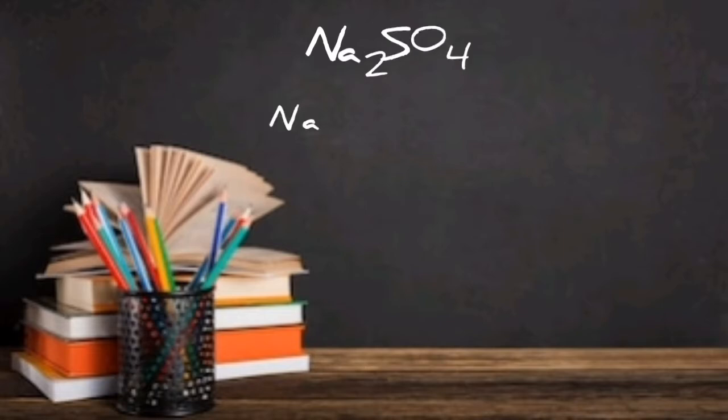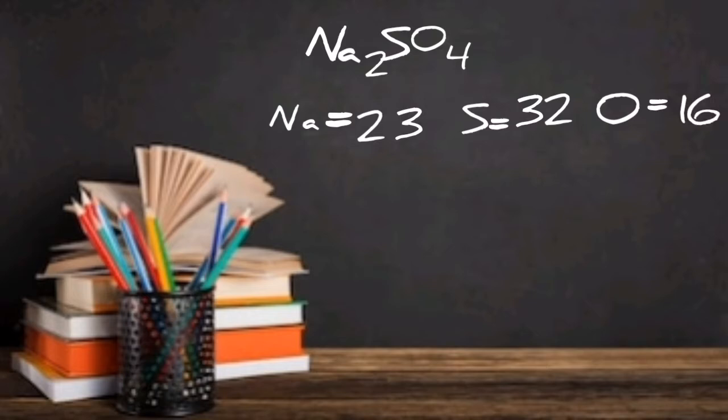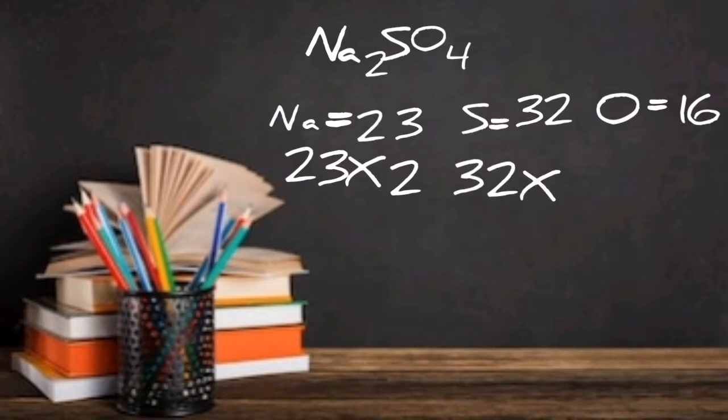Okay, let's say I'm given a question like this. Calculate the relative molecular mass of sodium tetraoxosulphate(VI). Sodium tetraoxosulphate(VI) is Na2SO4. The mass of sodium is 23, while the atomic mass of sulfur is 32. The atomic mass of oxygen is 16. So since there are two atoms of sodium in this compound, we are going to say 23 times 2. And since there's just one atom of sulfur, we are going to say 32 times 1. And that of oxygen is 4, so we are going to say 16 times 4.